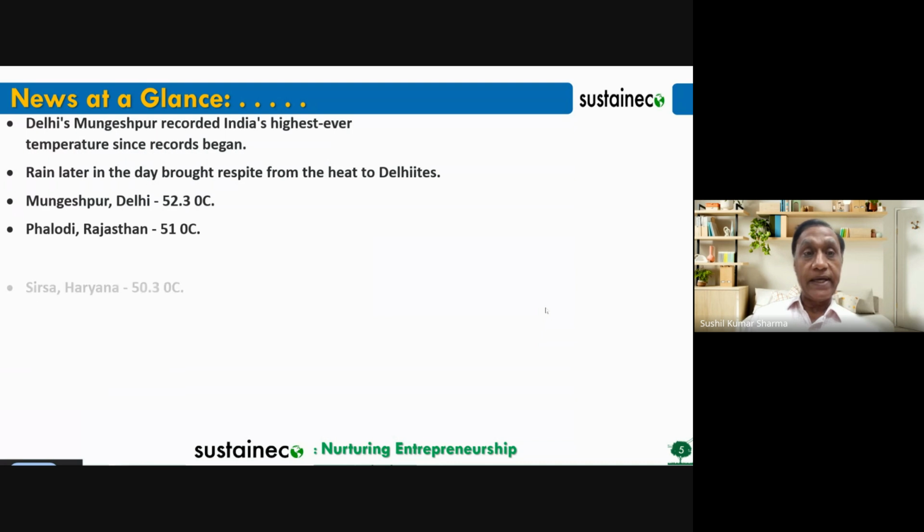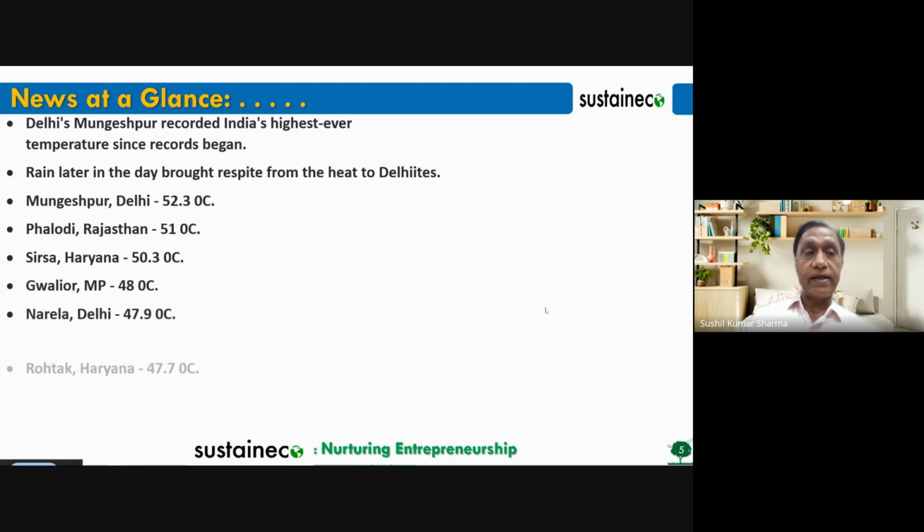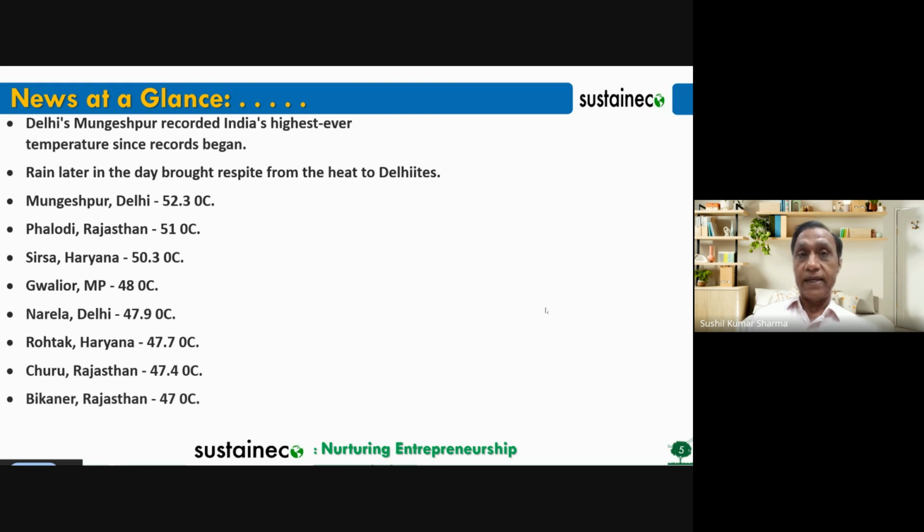Phalodi on the same day recorded 51 degrees centigrade. Sirsa in Haryana 50.3, Gwalior in MP 48, Narela, which is part of Delhi, 47.9, Rohtak in Haryana 47.7, Churu again in Rajasthan 47.4, Bikaner again Rajasthan 47 degrees centigrade, and Jagdishpur, which is in Haryana, 46.5 degrees centigrade. So the day Delhi recorded the historical highest temperature for India, these were the hottest places.